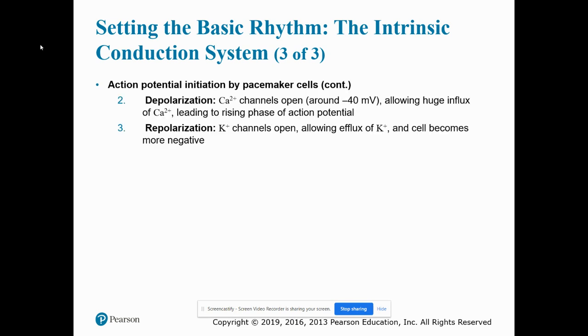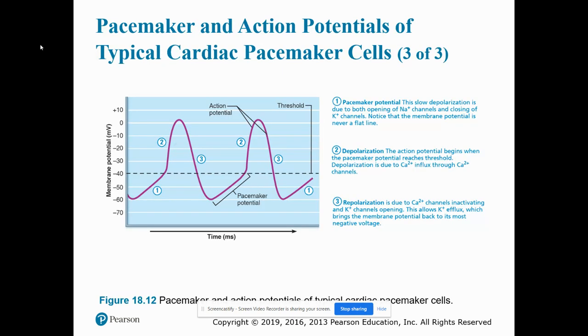Next is depolarization, and this occurs when calcium channels open, and this is going to happen around minus 40 millivolts, which is going to be called threshold. This allows a huge influx of calcium, which is going to lead to the rising phase of the action potential. And then finally we have repolarization, and this is when the potassium channel is open, which is going to allow the efflux of potassium, and the cell is going to become more negative.